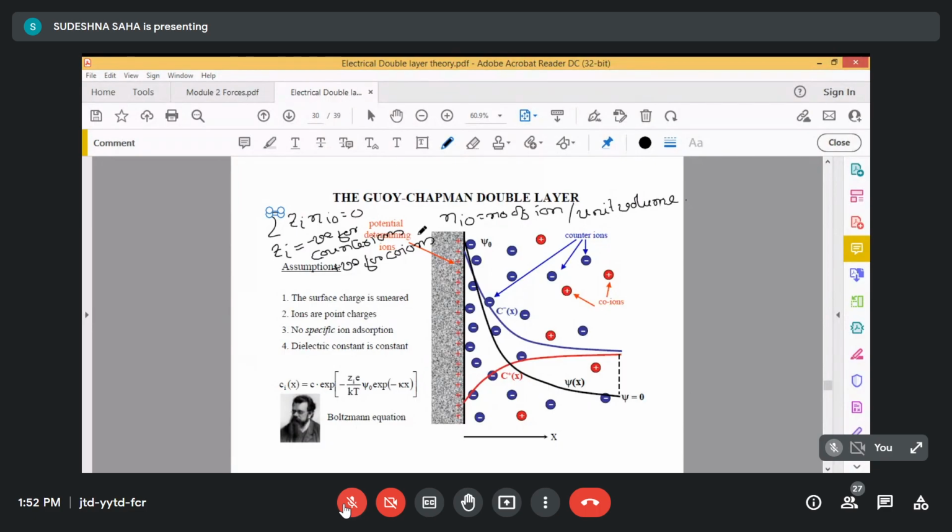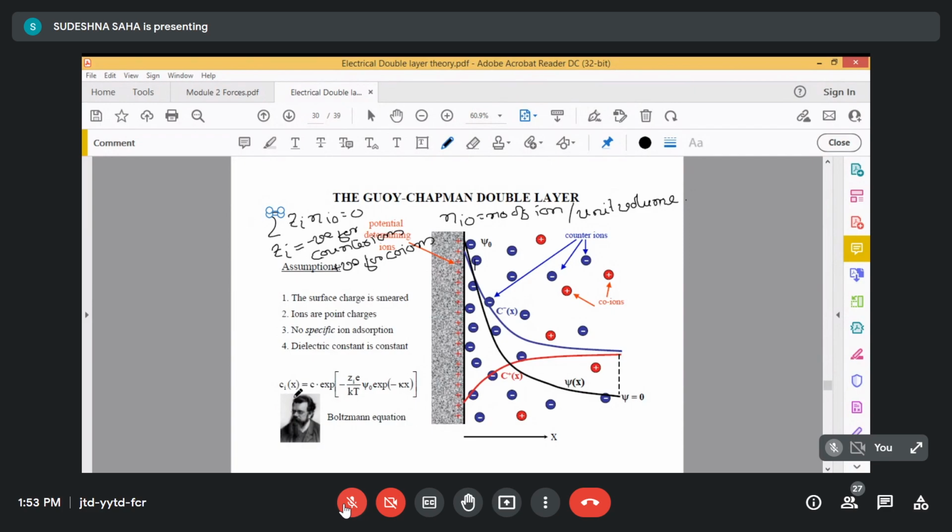The first one is the Gouy-Chapman double layer theory. Double layer means there is a positive ion on the flat surface, and then there are negative ions which are directly associated or very close to the surface. So there is a kind of double layer formation that has taken place. That is why it is known as the Gouy-Chapman double layer theory. So the surface charge is mirrored. Ions are point charges. No specific ion adsorption is taking place, and the dielectric constant is constant.